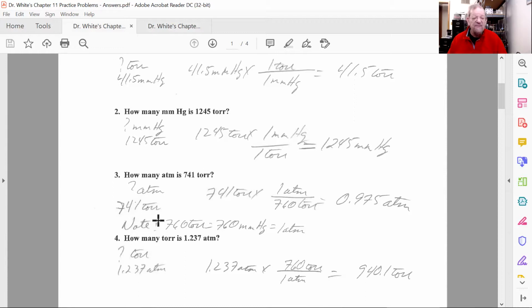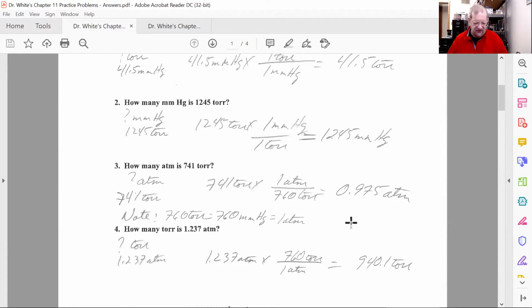We're trying to find atmospheres. We're given torr. We use our good friend, unit analysis. This is what we're going to start with. This is what we're going to end up with. How do you do that? Whatever you're trying to get to goes on top of a ratio. Whatever you're trying to get rid of goes underneath. Where do you get this? Note 760 torr equals 760 millimeters mercury equals 1 atmosphere. Remember, 1 atmosphere and 760 are both exact numbers. So this is 3 significant.